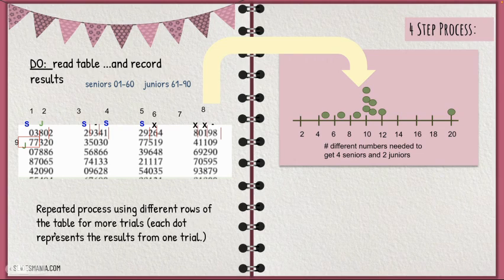Using different rows of the table for more trials. Each dot represents a result of one trial. So 1, 2, 3, 4, 5, 6, 7, 8, 9, 10. So there were 10 different trials on this one.